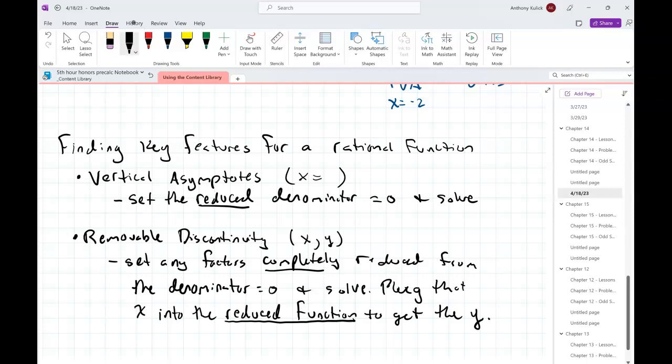Maybe I'll write that next to it so we can remember the form of what we're writing these things, right? A vertical asymptote's a line. It's a vertical line, so it starts x equals. A removable discontinuity is a point. It's a hole. It's a coordinate. It has an x and a y.